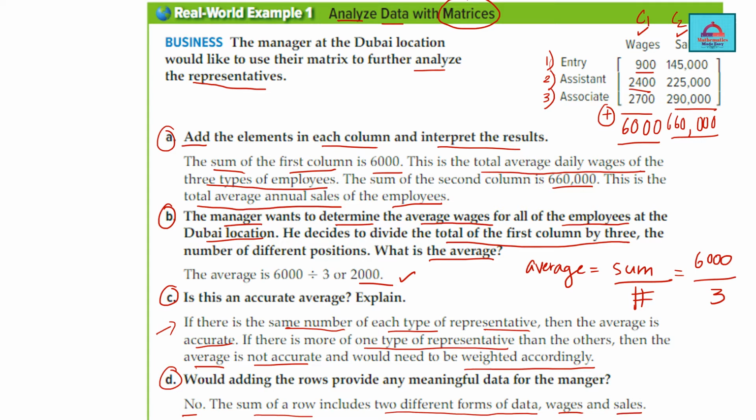However, if you add column wise as you did in part A, it gave you useful information: the first column being the average total daily wages of all three, and column 2, when you added, you got the total average annual sales for each type of employee. So in this kind of matrix, if we analyze it, we see that adding the columns gives us beneficial, meaningful data. However, adding the rows does not provide any meaningful information. So that's how you do the analysis in detail for a given matrix using the operation of addition.